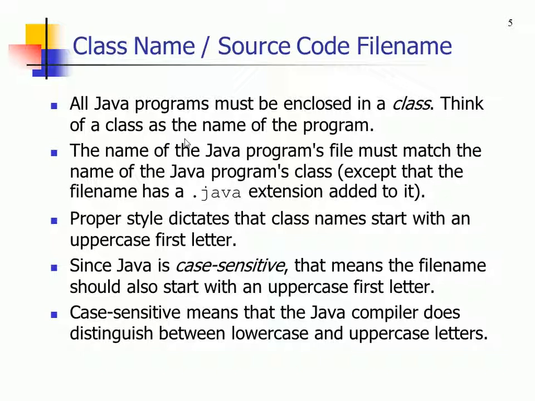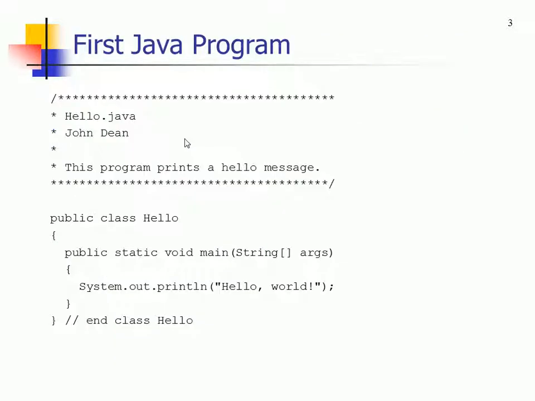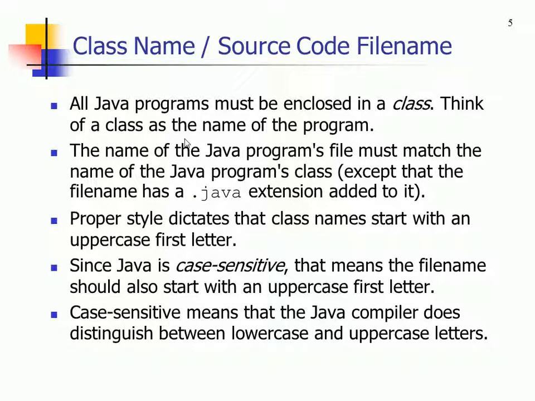All right. So the name of the file must match the name of the Java class except for the .java extension added to it. It says proper style dictates the class name start with an uppercase first letter. So hello starts with a capital letter like that. Will it work otherwise? Sure it will. It's just one of those deals, why do we indent a paragraph? Just style, okay? Since Java's case sensitive, the file name should also start with an uppercase letter. They must match letter for letter. Okay, case sensitive means it does distinguish between them.